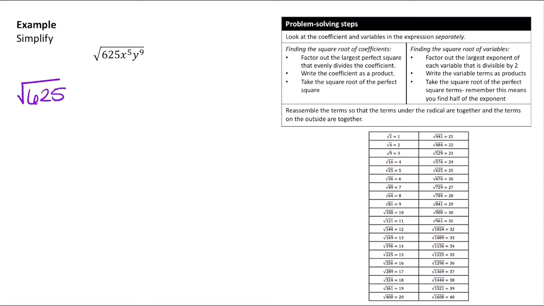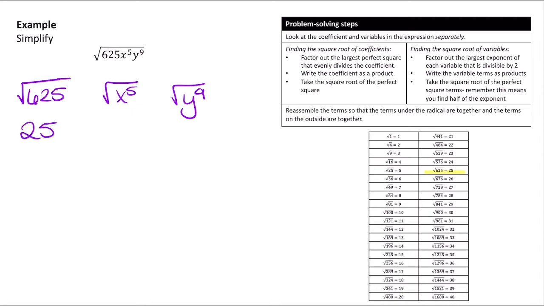So I have the square root of 625, the square root of x to the 5th, and the square root of y to the 9th. Well, let's first simplify the square root of 625. If I look at my chart, notice that 625 is a perfect square. The square root of 625 is 25, so I can just write this as 25.